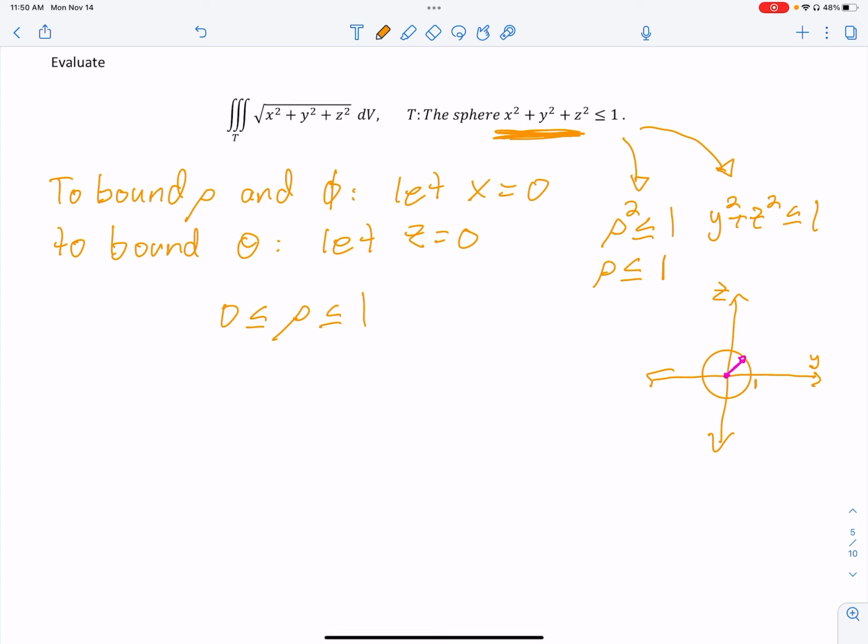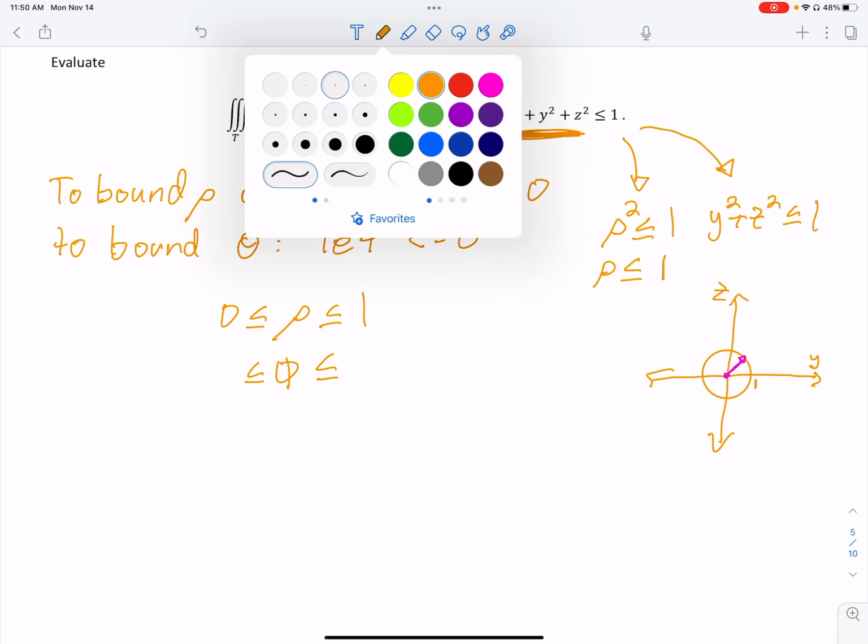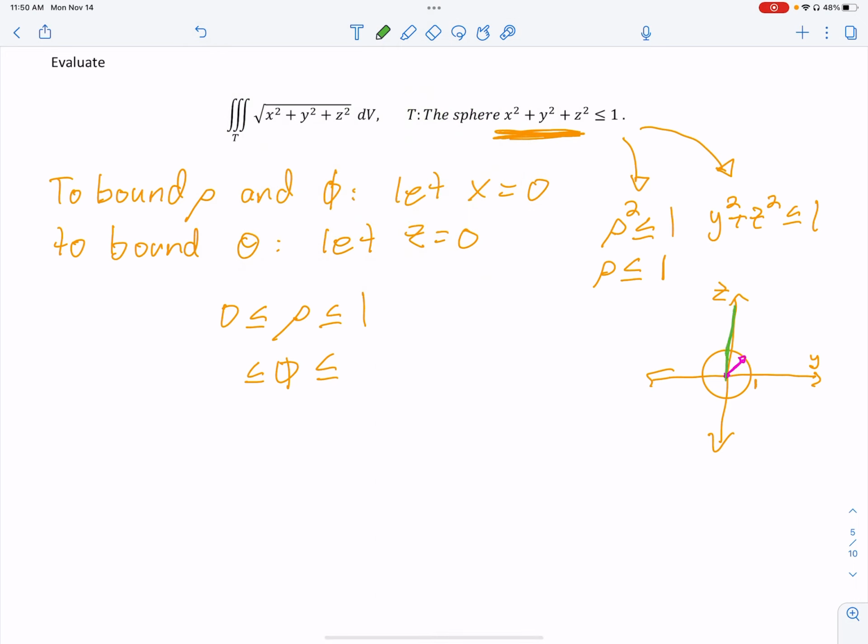Now I can use that same graph to find my phi. Phi is the angle, and I'm going to draw from here out to that. This is what phi is going to be, and we use this graph in the yz plane to determine that. I'm looking at my circle, and remember, phi is only between 0 and pi. This goes all the way through. It doesn't go past pi, but it hits all of the graph. That's what this is.